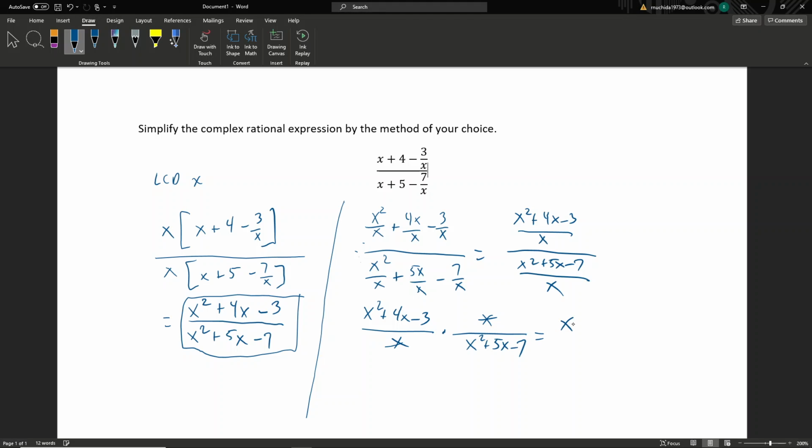And so we'd have, once again, x squared plus 4x minus 3 all over x squared plus 5x minus 7. Now again, normally you would see, okay, does anything factor and cancel? Which in this case, once again, it doesn't. So this would be our final answer.